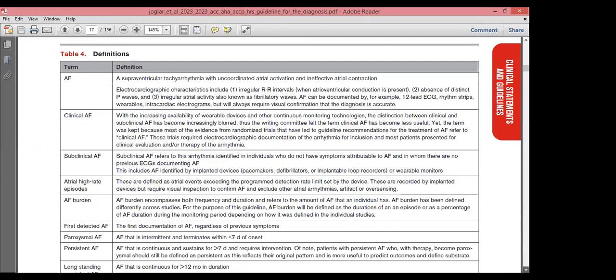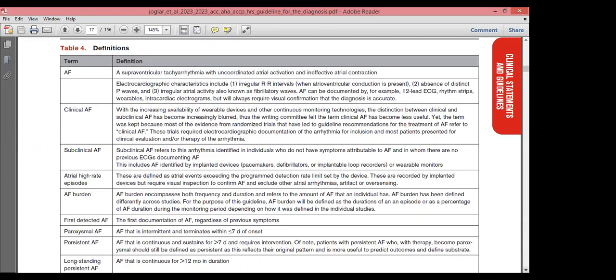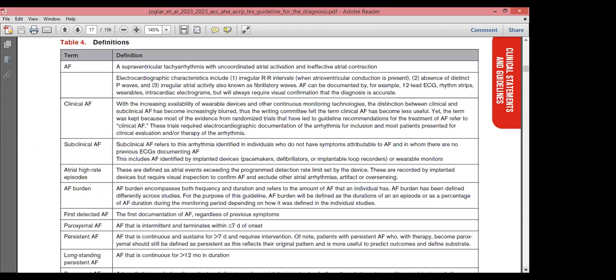So this one is about the definition of some terms. I've defined some of them, so I want to pick subclinical AF. Subclinical AF refers to arrhythmias identified in patients who don't have symptoms attributable to AF and in whom there are no previous ECGs documenting AF.